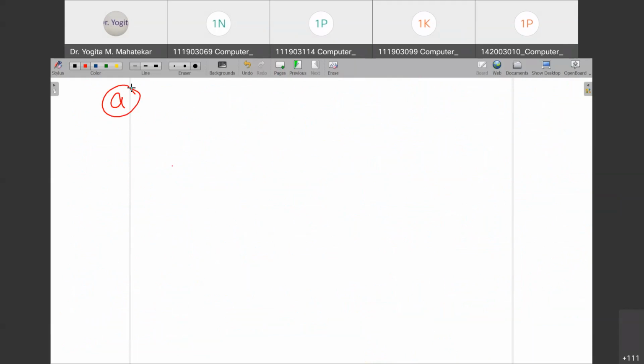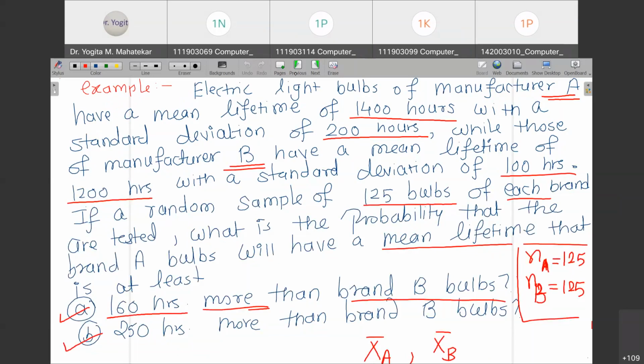What do we have to find? I have to find the probability of something. What is that something? The probability that brand A bulbs will have a mean lifetime. So I know XA bar is the mean lifetime of brand A bulbs.